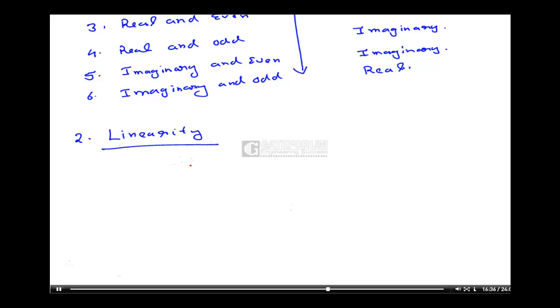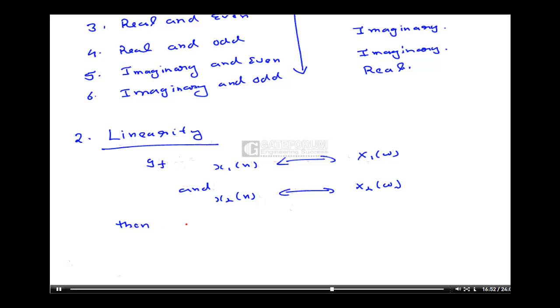Linearity states that if x1[n] is having Fourier transform as X1 of omega and x2[n] is having Fourier transform as X2 of omega, then a x1[n] plus b x2[n] gives me Fourier transform a X1 of omega plus b X2 of omega. Okay, this is the linearity property.